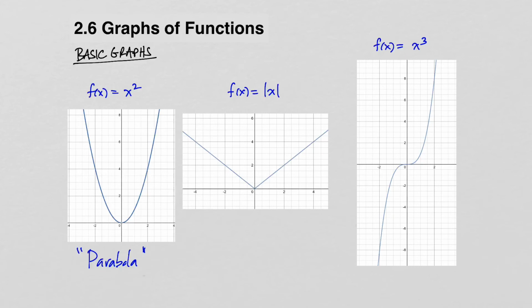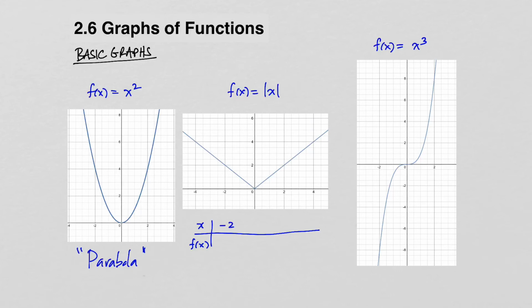Now again, any of these graphs you could do by just getting some values. So let me just share with you for this middle one here, the graph of f(x) = |x|. If you've never graphed this before, you can pick values of x and find values of y.